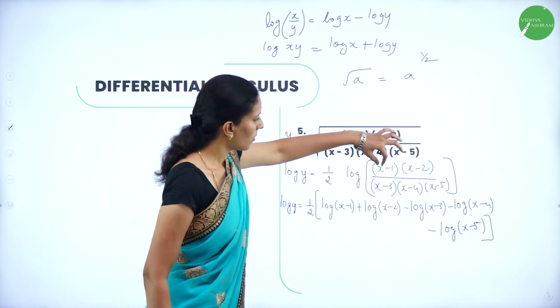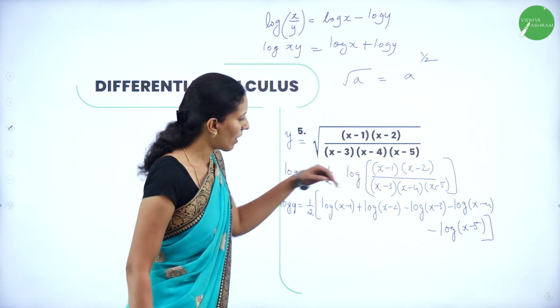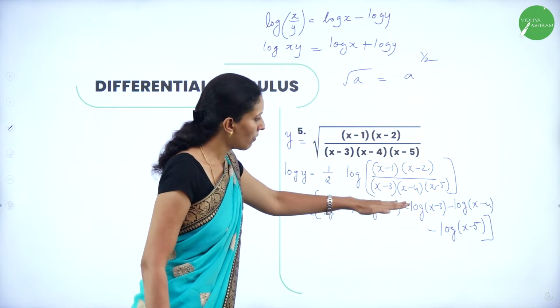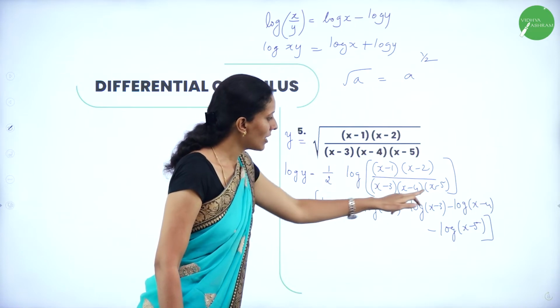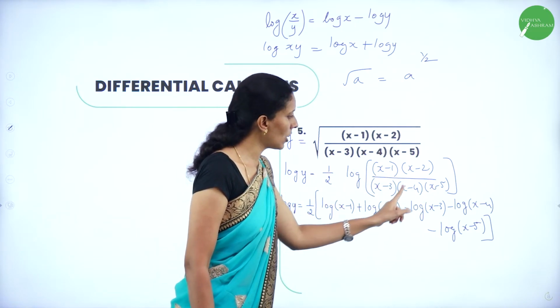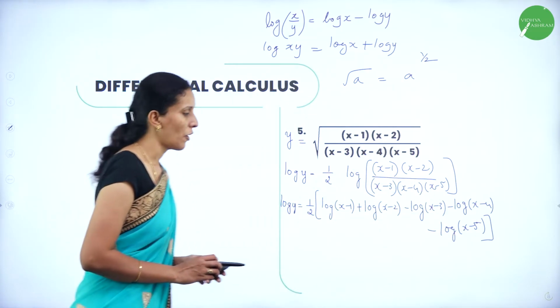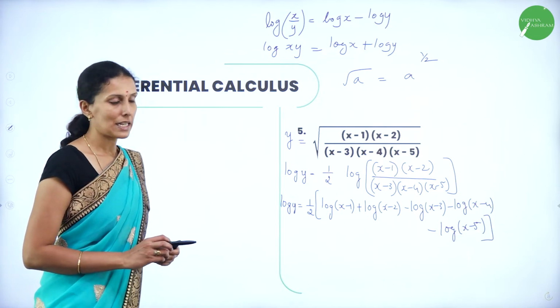So this is in the form of x into y, so log x plus log y. Now it is x by y, so this is minus of this. So log x minus 3, log x minus 4, log x minus 5 with minus as a symbol.